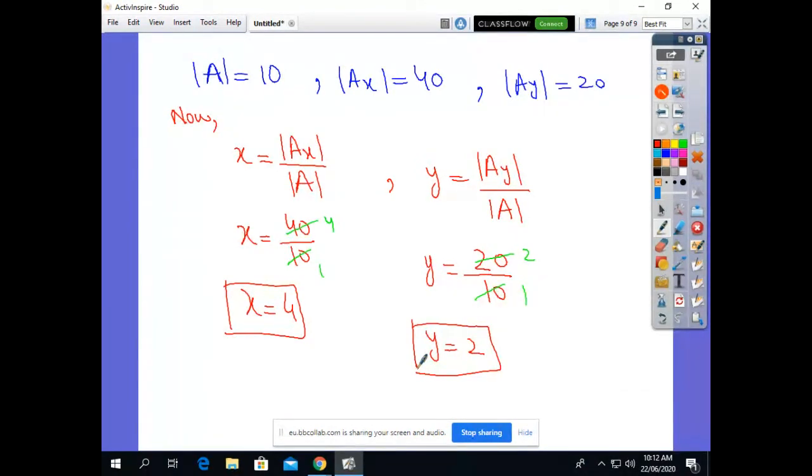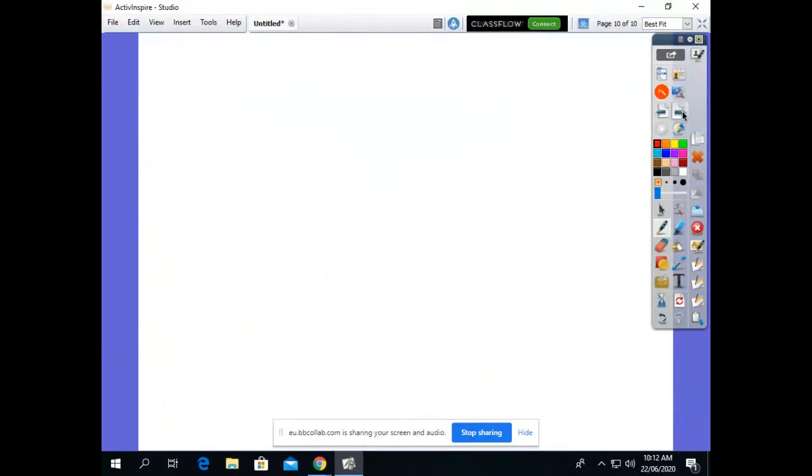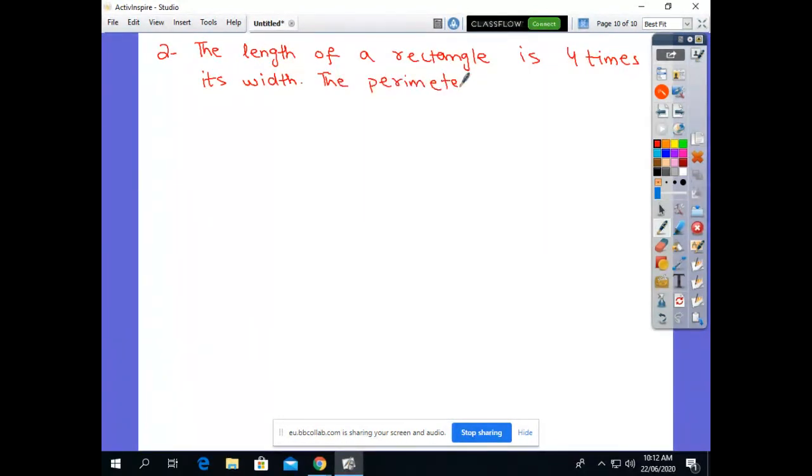Now we move on to question number 2. Question number 2 is: the length of a rectangle is 4 times its width, and the perimeter of the rectangle is 150 centimeters. Find the dimensions of the rectangle.